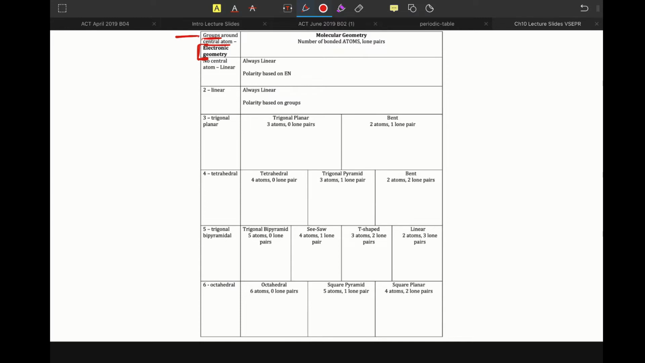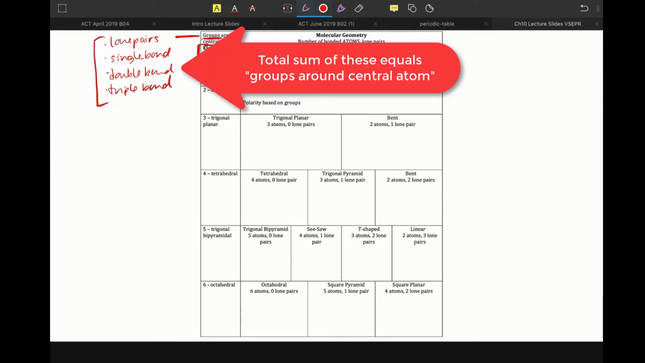Where electronic geometry is the arrangement of all groups around the central atom. And by groups, things that qualify as groups are lone pairs, or a single bond, or a double bond, or a triple bond. And so note that each of these things counts as a group around the central atom.